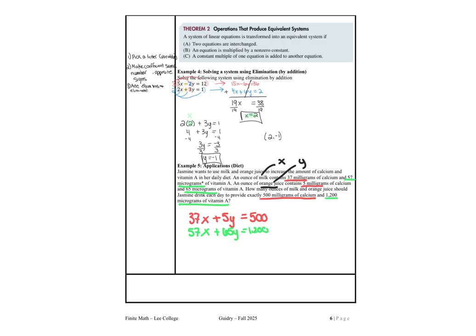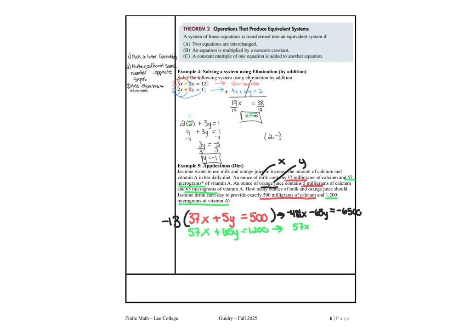I think elimination probably is our best bet. Substitution feels like it's going to be a little bit ugly. So I'm going to take this top equation and multiply it by a negative 13. That's going to change my y to a negative 65. So when I do that, I'm going to get negative 481x minus 65y equals negative 6,500.